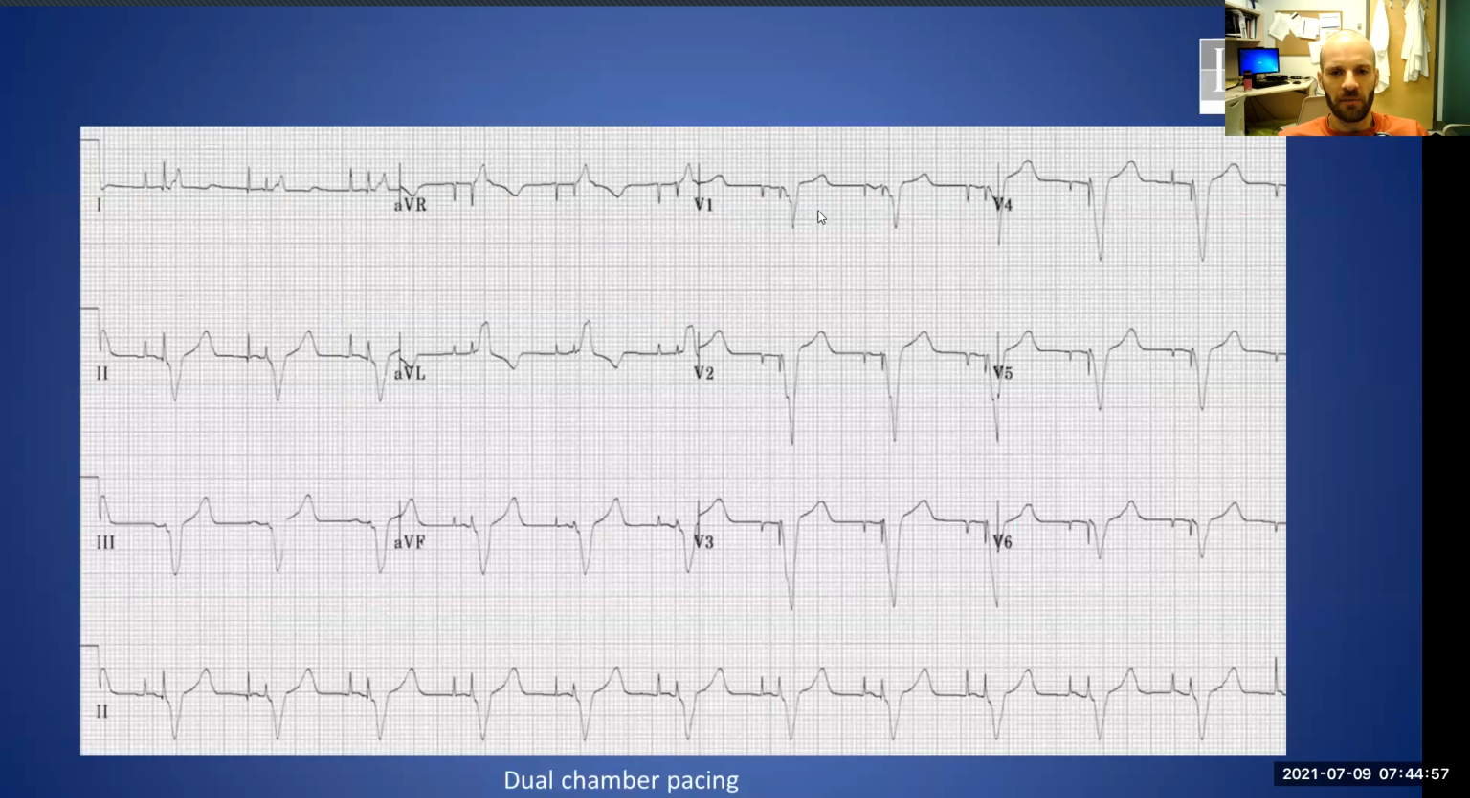Here we've got another example of pacing. We've got dual chamber pacing, pacing the P waves and the QRS complexes, with a pacing spike before each P wave, pacing spike before each QRS complex. Another example of dual chamber pacing.